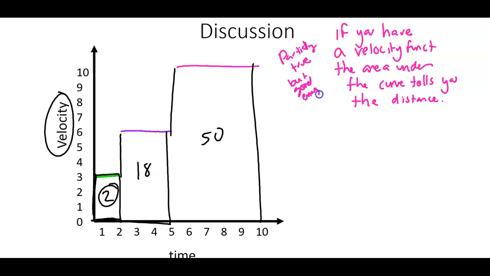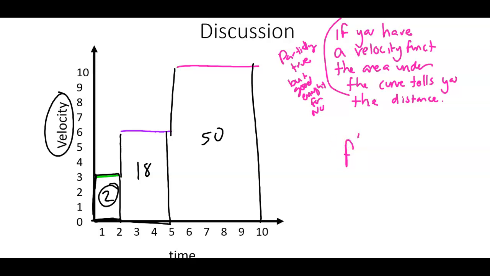And I'm writing that now because if you're writing this in your notes, I want you to be aware that this is a true statement, but it's only partially true, but it's good enough for now. We'll delve into the details of that a little bit later. But for now, what I want you guys to know is that if you have a velocity function, the area tells you the distance.